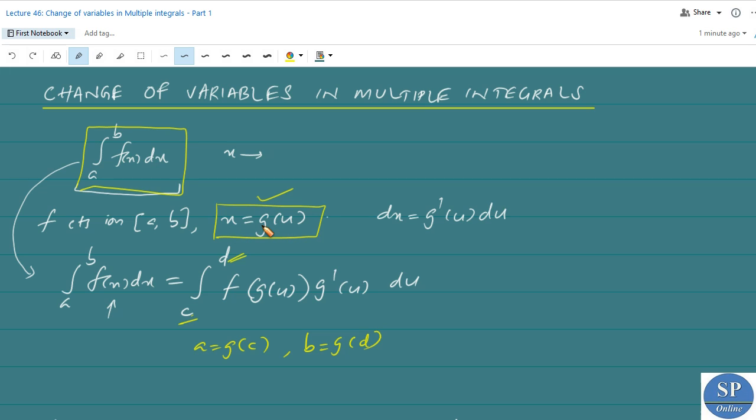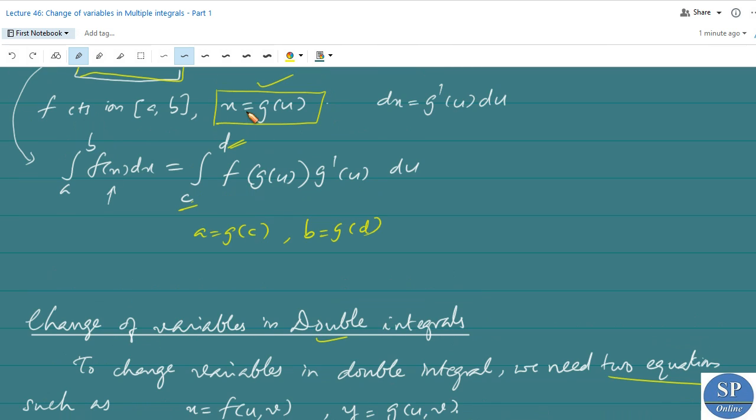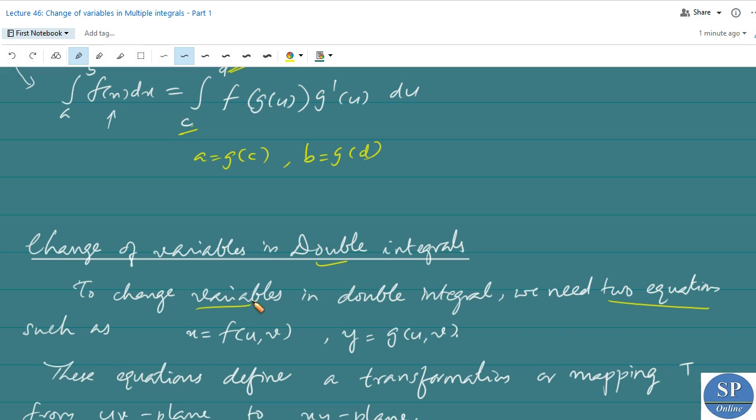Similarly, we can also change the variables in multiple integrals. First, we consider the change of variables in double integrals. To change variables in the double integral, we need two equations. In a definite integral of a function of one variable, we need one equation x equal to g of u to change the variable. But in the case of a double integral, we need two equations such as x equal to f of u v and y equal to g of u v.